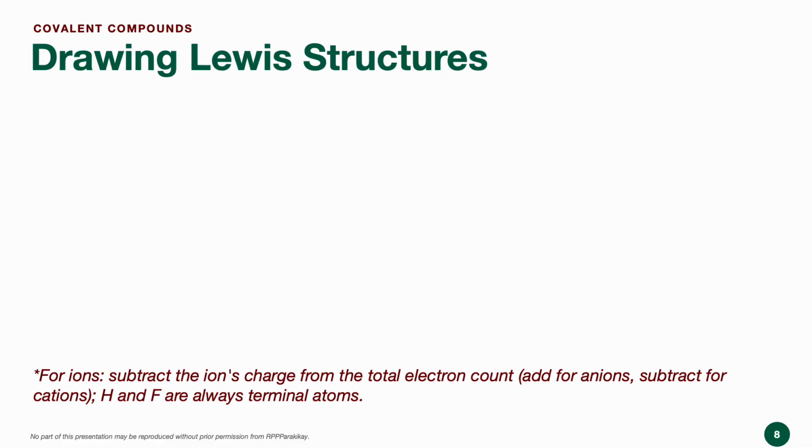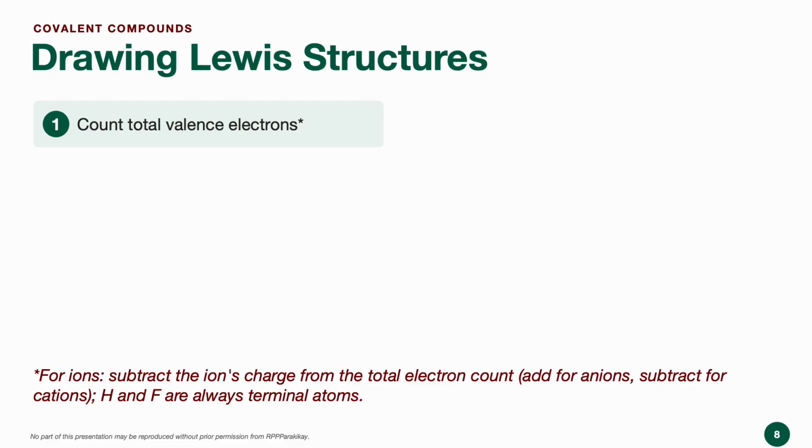Here are the steps for drawing Lewis structures. First, start by counting up every valence electron available. But if you have an ion, remember to adjust the count for the charge. So you add electrons for an anion and you subtract for a cation. For example, when you get the total valence electrons for NH4+, in the end you will subtract 1 electron since you have NH4+.